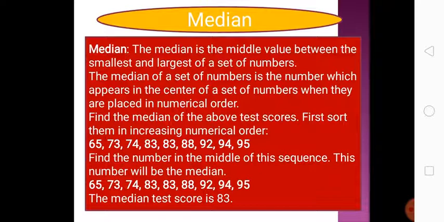So let us find the median of the above test scores. First sort them in increasing numerical order. You can see in the slide: 65, 63, 65, 73, 74, 83, 83, 88, 92, 94, 95. These are the numbers in increasing numerical order, and we find the number in the middle of this sequence. This number will be the median. The median test score in the increasing numerical order is 83.